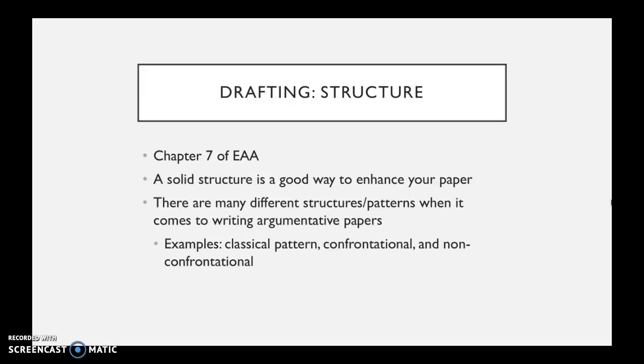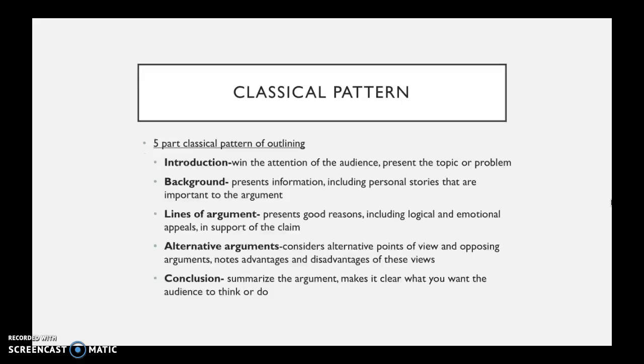I found a reading that relates to this in Chapter 7 of Everything's an Argument. It begins by talking about how a solid structure is a good way to enhance your paper because it allows there to be a steady flow. Throughout the reading, it describes how there are many different structures and patterns when it comes to writing argumentative papers. Examples of these are the classical pattern, confrontational, and non-confrontational patterns.